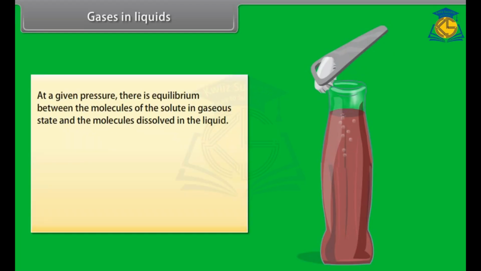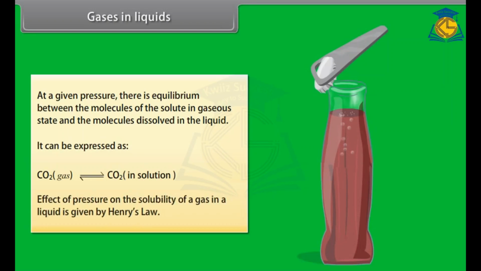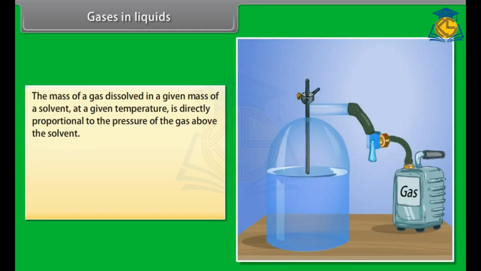At a given pressure, there is equilibrium between the molecules of the solute in gaseous state and the molecules dissolved in the liquid. It can be expressed as CO2 (gas) in equilibrium with CO2 (dissolved). The effect of pressure on the solubility of a gas in a liquid is given by Henry's law. This law states that the mass of a gas dissolved in a given mass of a solvent at a given temperature is directly proportional to the pressure of the gas above the solvent.